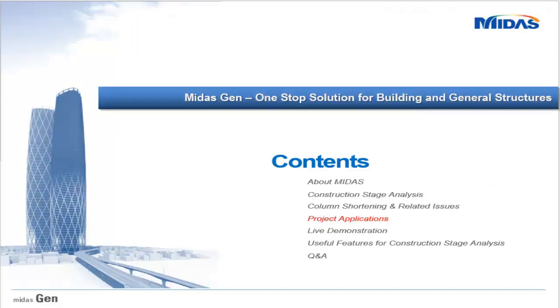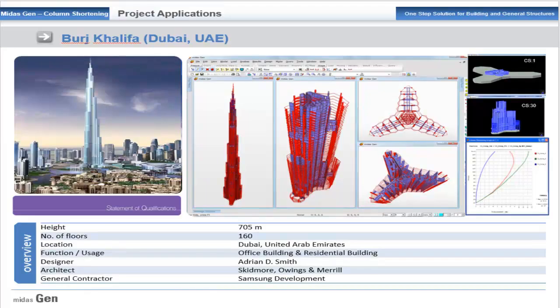Let us look into the project applications of MIDAS Gen that have used column shortening analysis. The Burj Khalifa of 705 meters height, 160 floors, located in Dubai was analyzed in MIDAS Gen by the general contractor Samsung Development. In order to account for time-dependent concrete effect, a comprehensive construction sequence considering the creep and shrinkage effects was used to consider the time-dependent behavior.